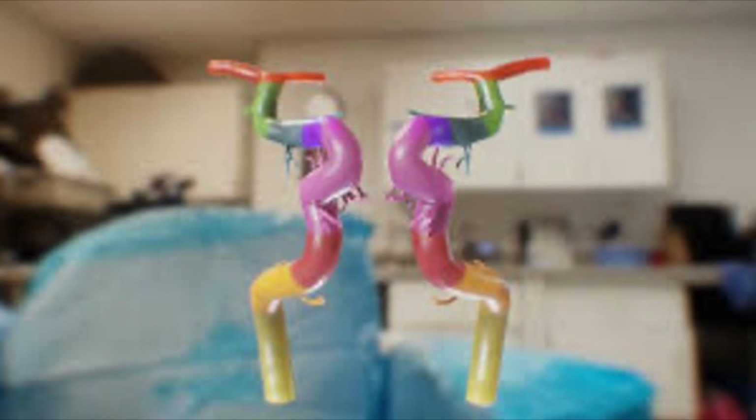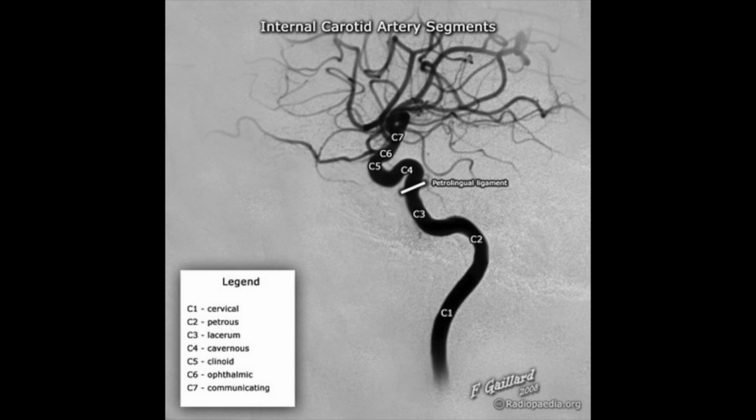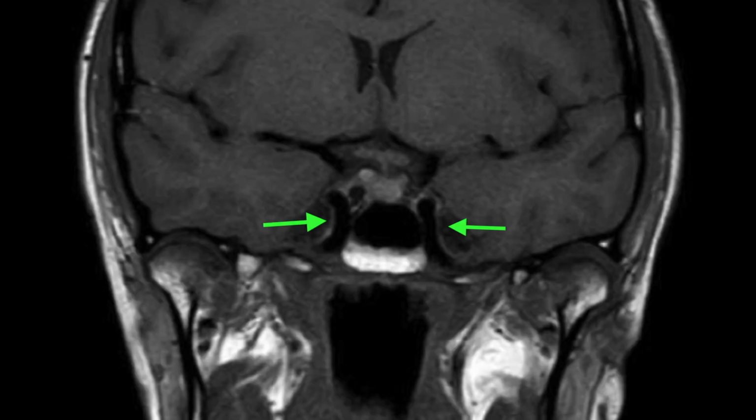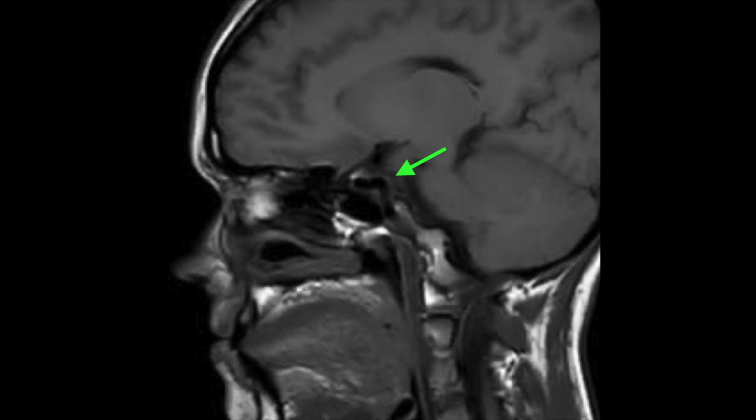Mentally combining the peculiar U-turn configuration of the cavernous section of the internal carotid artery that you can see here in this angiogram, with two-dimensional scan slices in the three different planes, as seen in these MRIs with arrows pointing out the carotid, is challenging and takes practice.